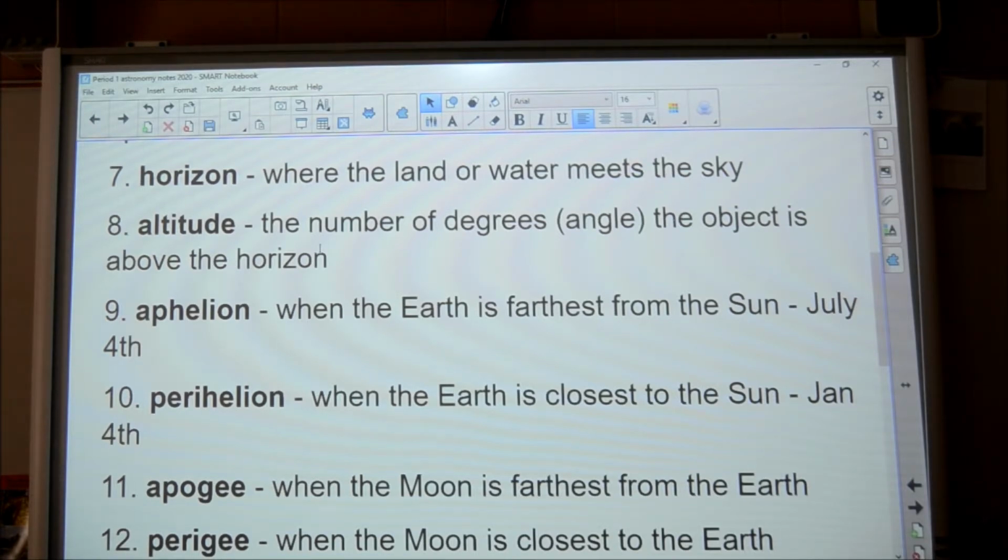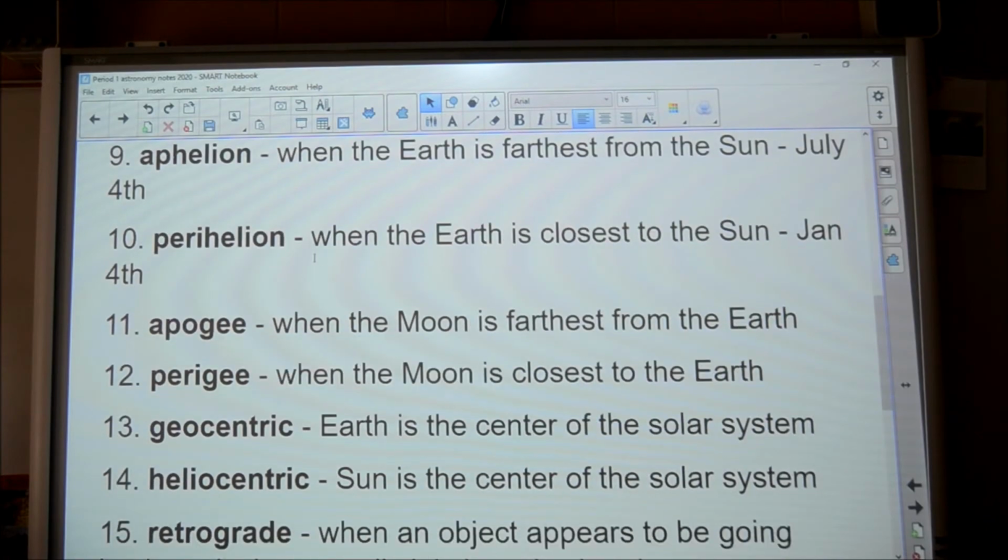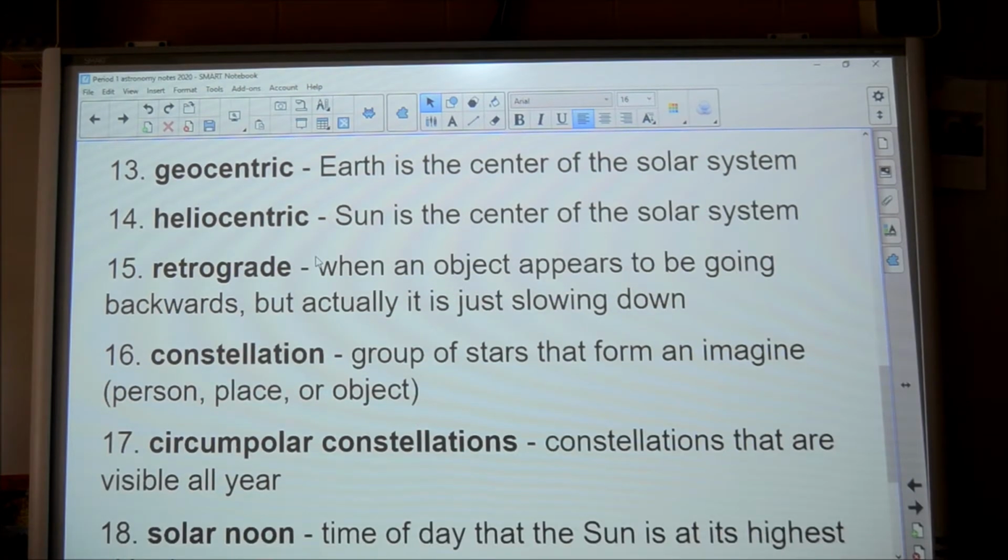The next one, apogee, is when the moon is furthest from the Earth, so it appears smaller. Perigee is when the moon is closest to the Earth, so it appears larger. Geocentric, if you break it down, geo meaning earth, centric, center. So the belief that the Earth was the center of the solar system and the sun, the moon, and all the planets revolved around it.